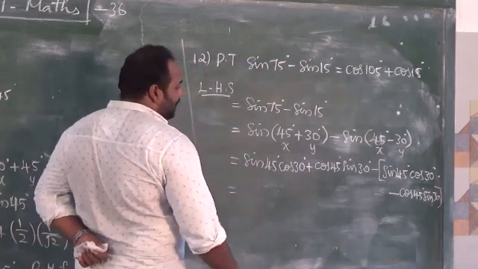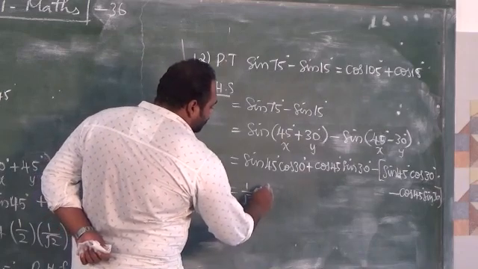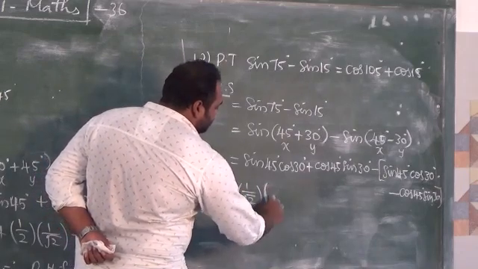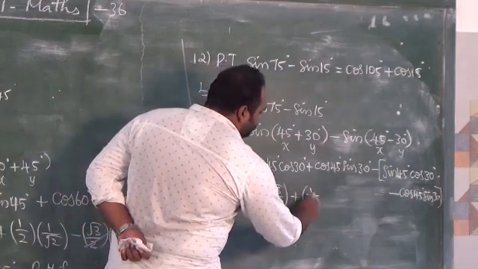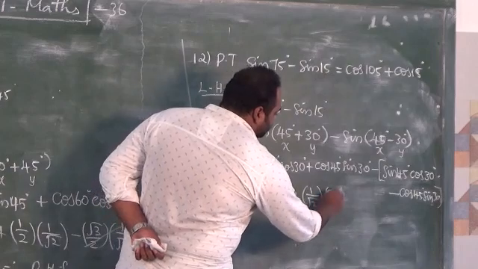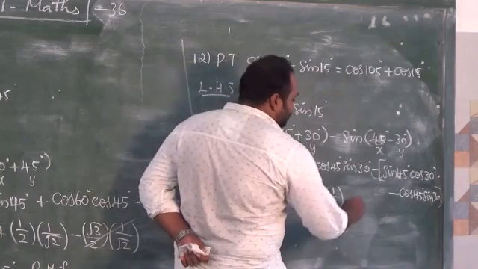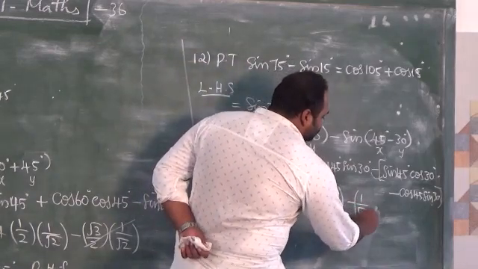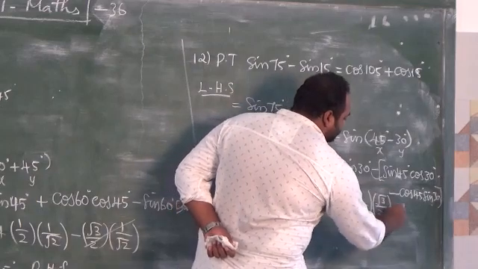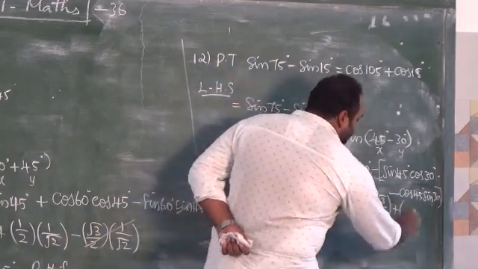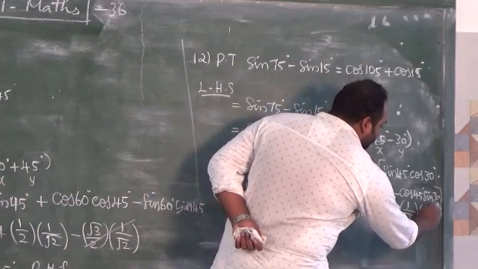Now apply the values here. Sin 45 is 1 by root 2, cos 30 is root 3 by 2, plus 1 by root 2, sin 30 is 1 by 2. Bring this minus inside: minus 1 by root 2 into root 3 by 2, minus, if you bring it inside it is positive, cos 45 is 1 by root 2 into sin 30, which is 1 by 2.